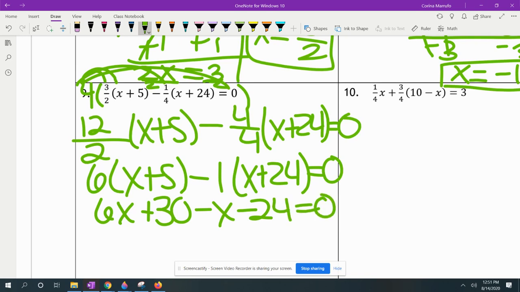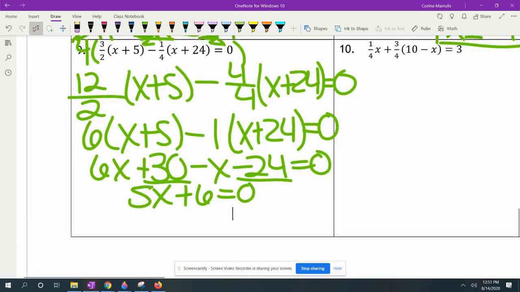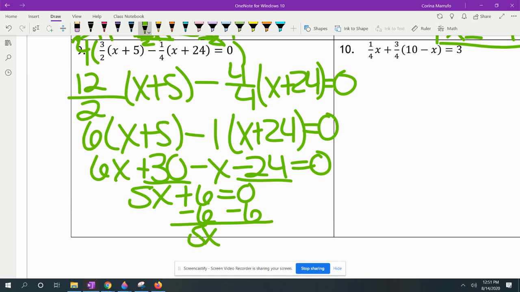So if you have 6 x's and you take away an x, we're combining like terms, so that would give us 5x. Then we combine the 30 and the negative 24, and that gives us a positive 6 equals 0. We have 2 more steps. We subtract the 6, and we get 5x equals negative 6. And now our last step to solve for x is to divide by 5. So these 5's cancel out, and we get x equals negative 6 over 5.